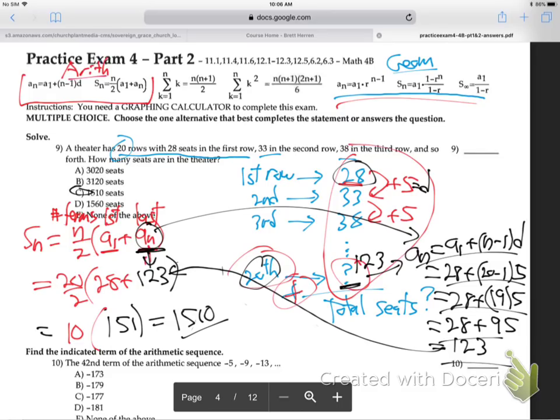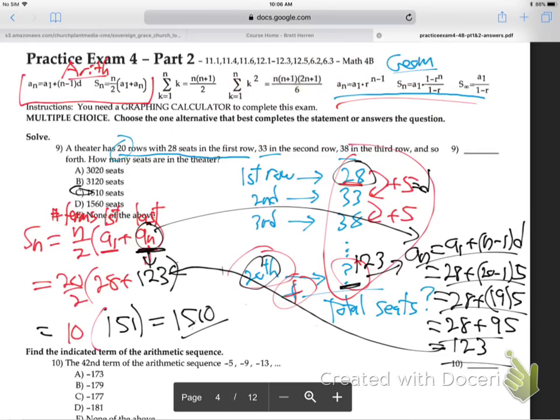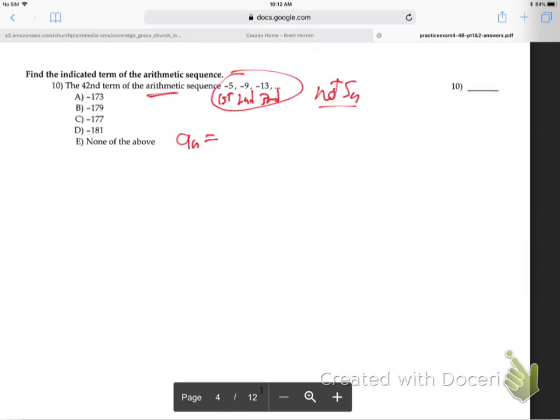Which one? Is it A sub n? Are we adding these up? Is there a sum here? No, there's no sum. There's just commas between them. There's not plus signs between them. We're not adding them up. So it's not S sub n. It's A sub n. So grab the A sub n formula right here. A1 plus n minus 1 d.